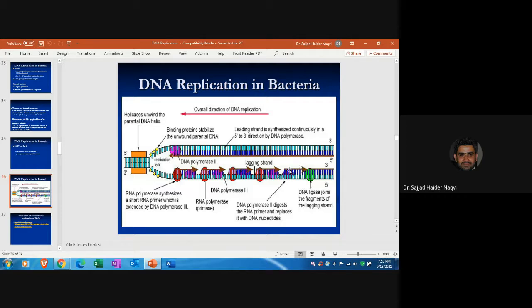Which enzyme is going to join these fragments? This enzyme is called DNA ligase, which will join the fragments on the lagging strand once the synthesis is done.